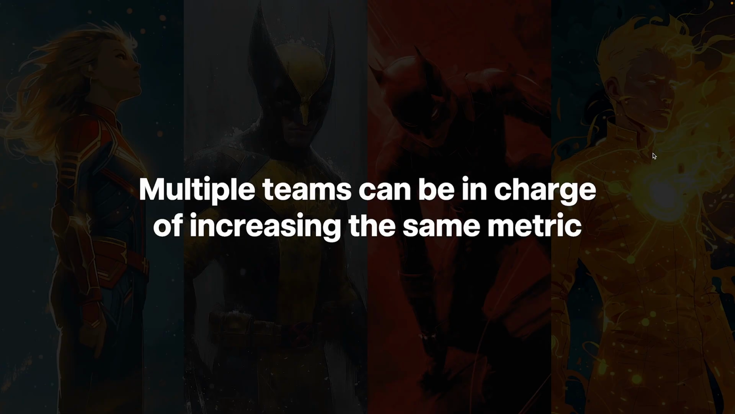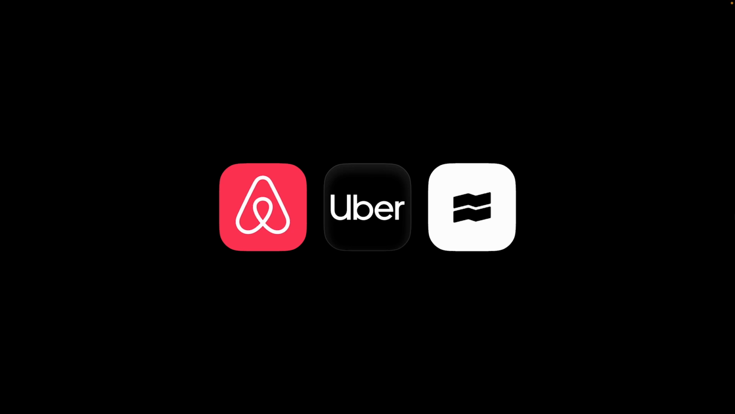The whole point is multiple teams can be in charge of increasing the same metric or multiple metrics, right? It's not just that one team is going to be dedicated to one metric. There's one metric or one goal that can be solved by multiple different types of teams. All right, so now I'm going to take you through a couple of examples to help you understand. We're going to be looking at Airbnb, Uber, and also a couple of examples from Trade Republic as well. So hopefully you guys can learn a lot from it.